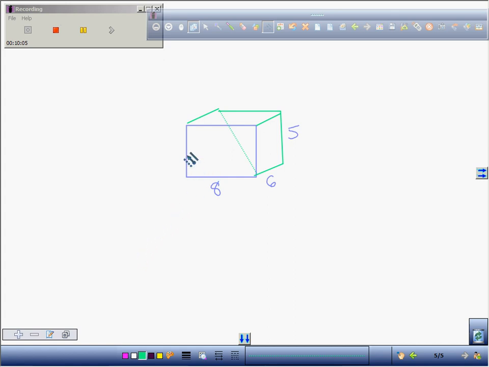Well, I'm going to draw in some auxiliary lines here in a different color. Okay? So can I do this like that, like that? Look at me go.